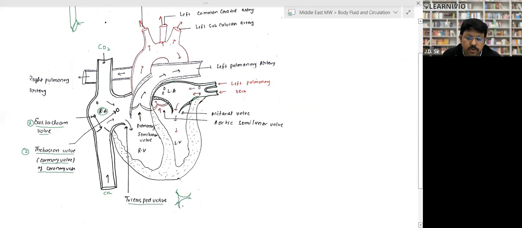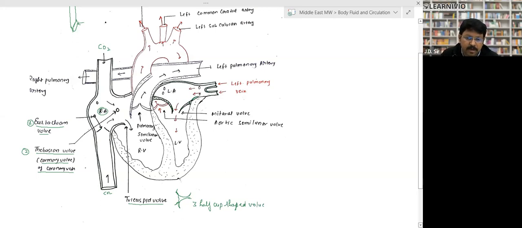This is called the tricuspid wall. Tricuspid wall means three half cup-shaped walls, so they are called tricuspid wall. Tricuspid wall prevents the backflow of blood into the right atrium.